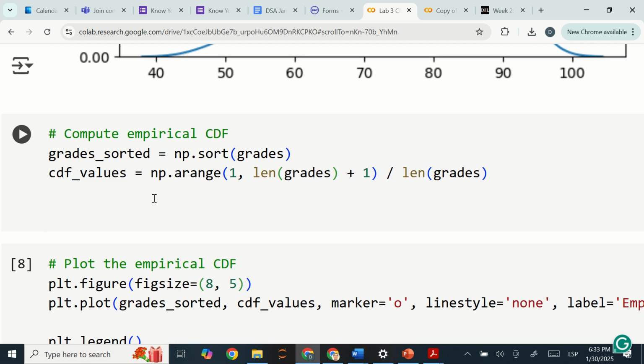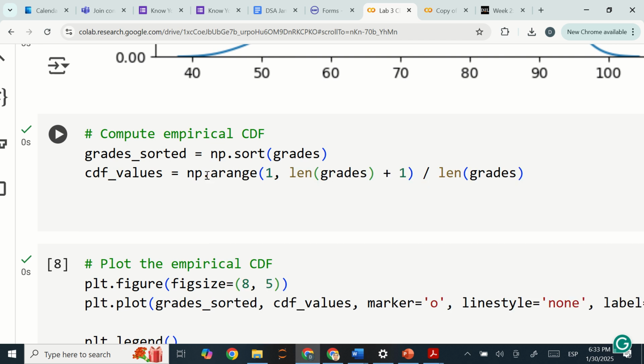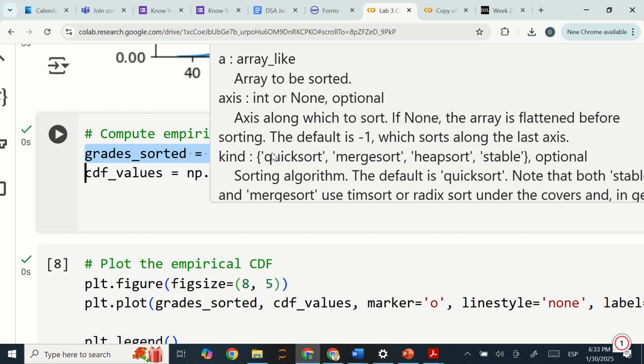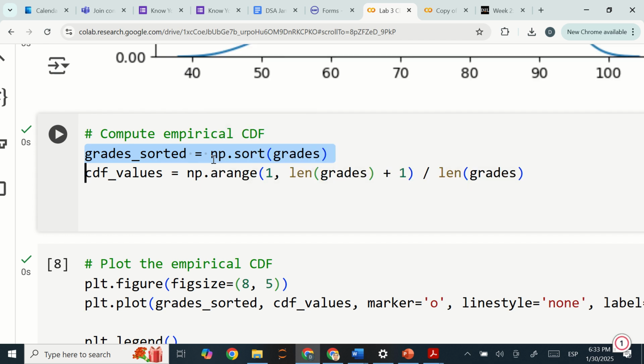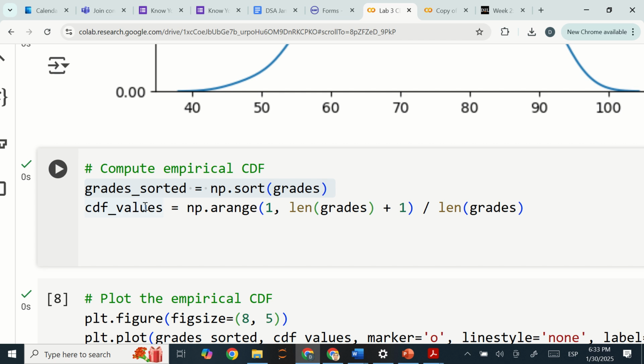Okay, here. So for the x-axis, we need our grades. We need to sort the grades, right? So here with NumPy, we're sorting the grades. And then for the y-axis, we need to compute the cumulative probability. How? According to the position. So it will give you the probability up to that specific position. So let me show you what you get here.